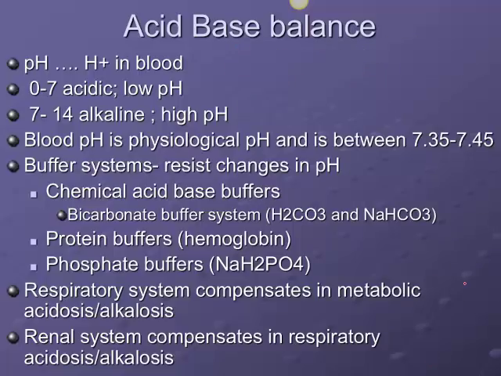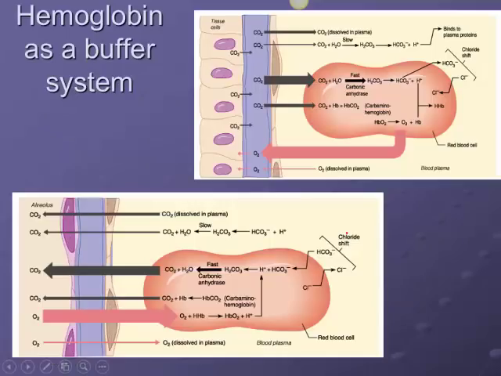So here we can see that the respiratory system will compensate in metabolic acidosis and alkalosis. The renal system will compensate in the respiratory acidosis and alkalosis as well as metabolic. But whenever alkalosis or acidosis is of respiratory origin, the respiratory system can't compensate because it's the one which is actually causing the problem, right? So let's take a look at what happens.